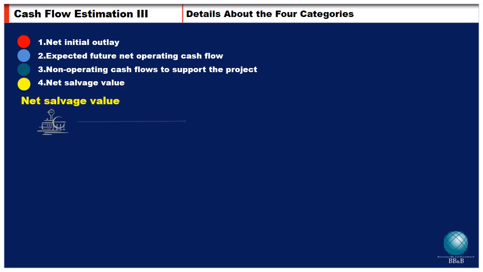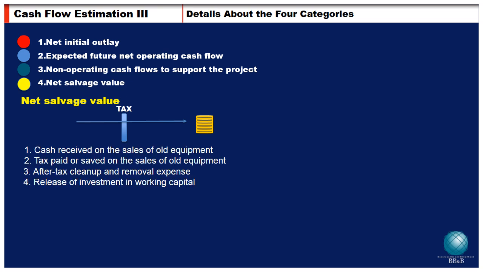Fourth is net salvage value. The net salvage value is the after-tax net cash flow from terminating projects. Net salvage value can be broken down into the following 4 categories.